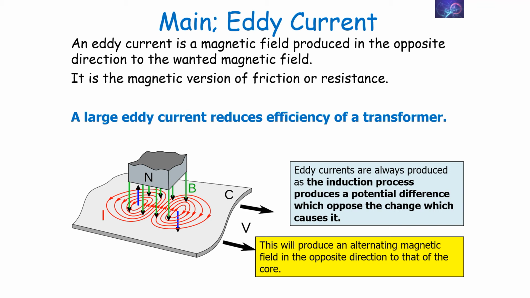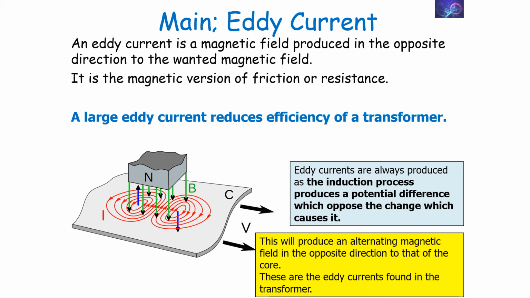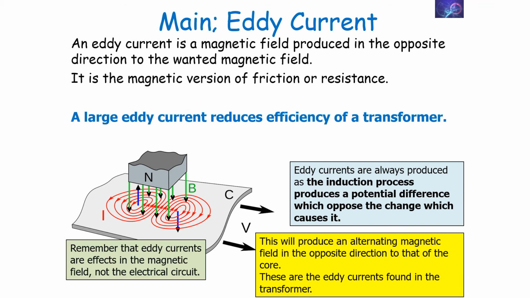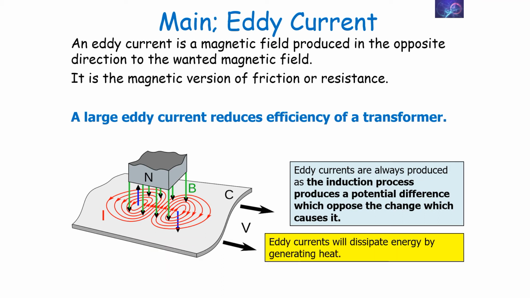So this will produce an alternating magnetic field in the opposite direction to that of the core. Therefore, this will interact and reduce the overall magnetic field. So this will produce an eddy current in the transformer. Now remember that eddy currents are effects in the magnetic field, not the electrical field. Now the eddy current will then dissipate energy by generating heat.